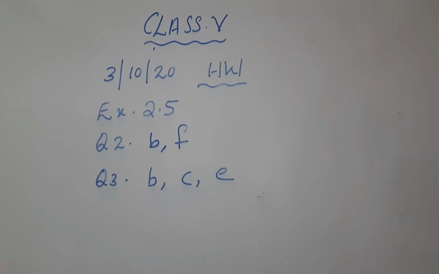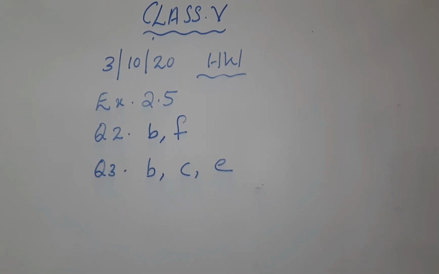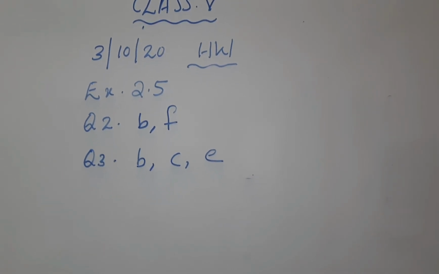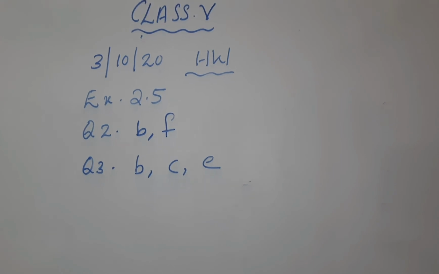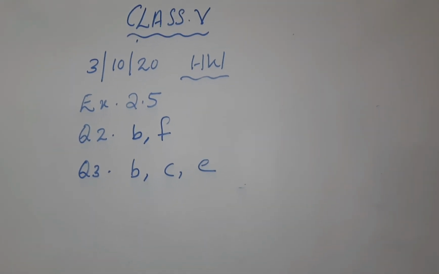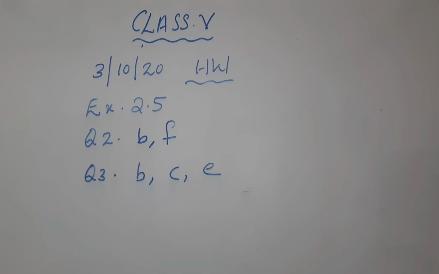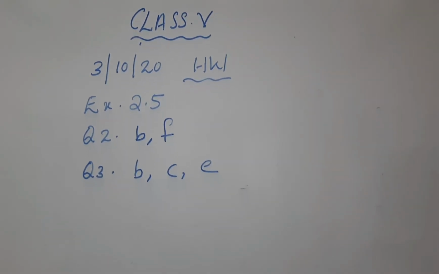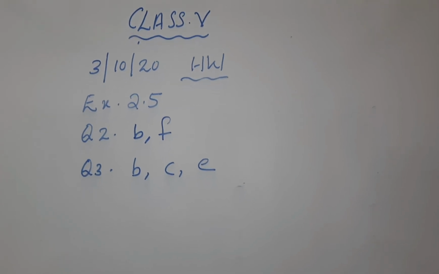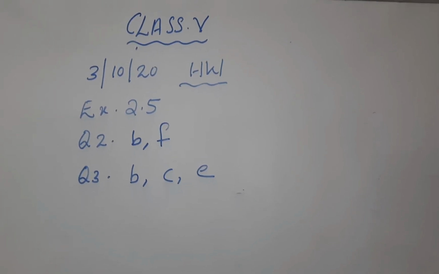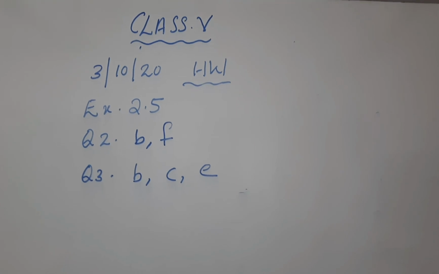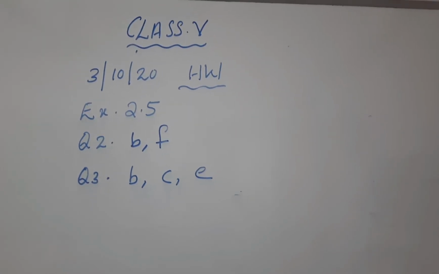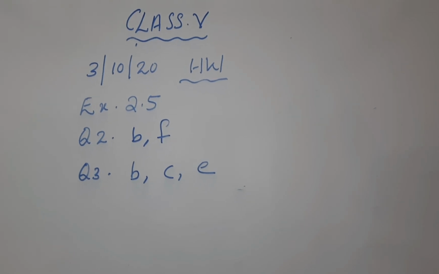Today's homework: exercise 2.5, question number 2, B, F; question number 3, B, C and T. You have to follow any one method which you feel easy for writing the table. 2-digit table and 3-digit table I explained to you. One easy method and one direct method I explained. So whichever method you feel easy, that method you have to follow. Write the table and divide and get the answer. Check the answer, in 2 questions I explained. So remaining questions you try yourself.